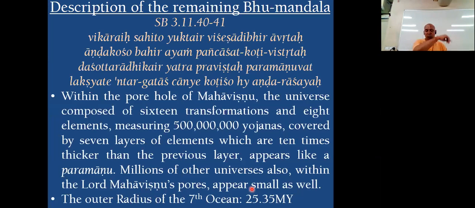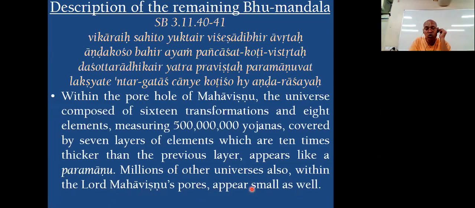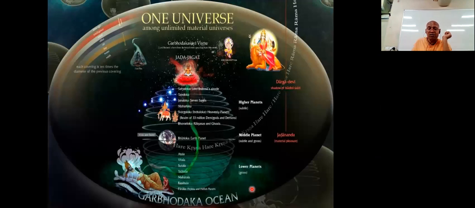What is being mentioned here is this entire universe consisting of 14 planetary systems covered with 7 layers, and each layer is 10 times the previous one. The universal inner diameter is 500 million yojanas. From here to here, if you measure the entire diameter of the universe, that is 500 million yojanas. That is the diameter of the universe.